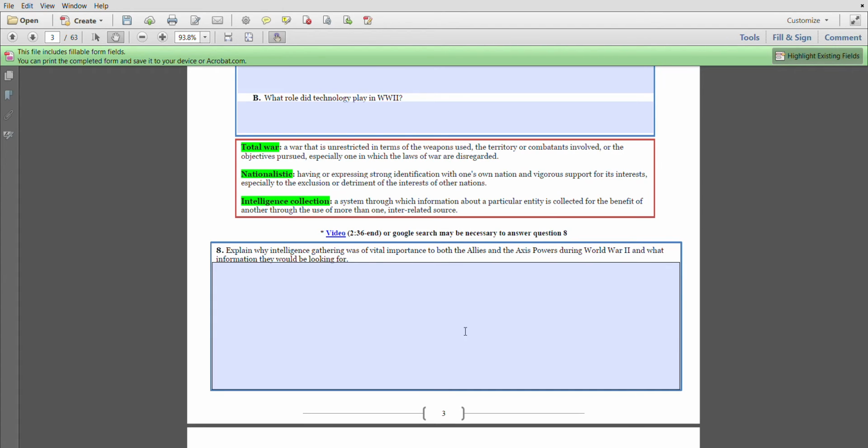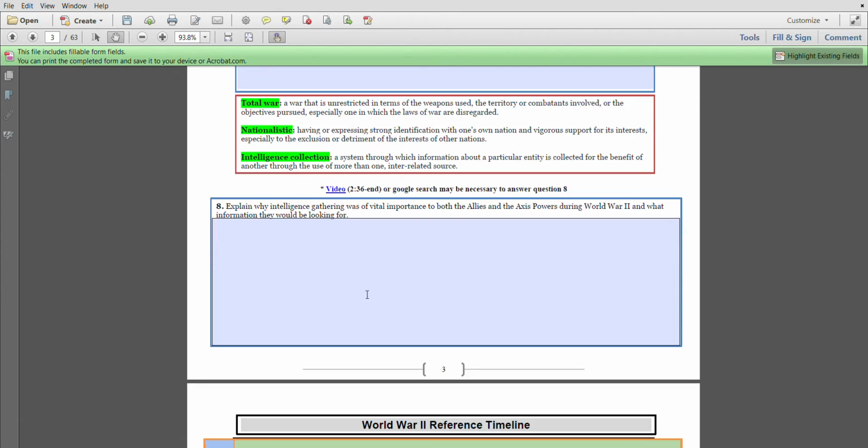Explain why intelligence gathering was of vital importance to both Allies and the Axis powers during World War II and what information they would be looking for. So, there was spying going on, there were codes being sent back and forth, and there was a constant game of trying to figure out what the other side was up to and to act first before the enemy did. So you're going to watch the video and answer this question.